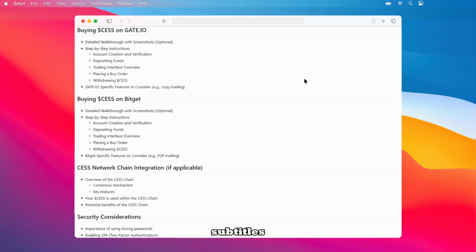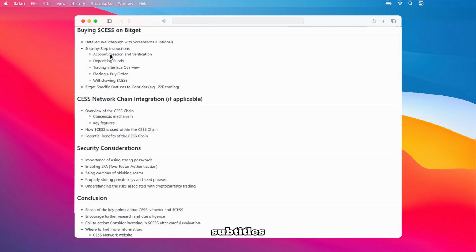On BitGet, the procedure is much the same: account creation and verification, depositing funds, navigating the trading interface, placing your buy order, and withdrawing your $CESS. Explore BitGet specific features like P2P trading to see if they align with your investment goals.